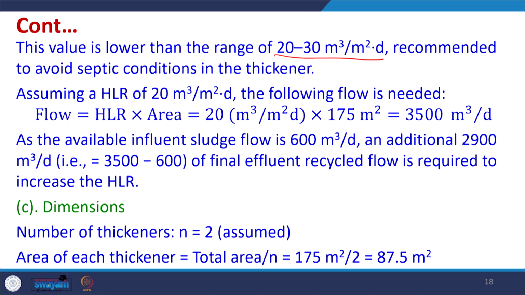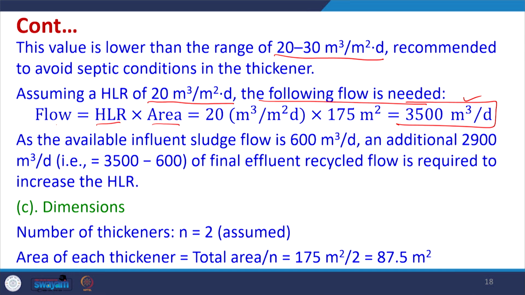So, to avoid septic conditions in the thickener, recalculate back. Let us calculate on 20 meter cube per meter square per day. If this is the hydraulic loading rate, what will be the flow required? The flow required will be HLR into area. So, this comes out 3500 meter cube per day, which is the flow rate required for the gravity thickener.